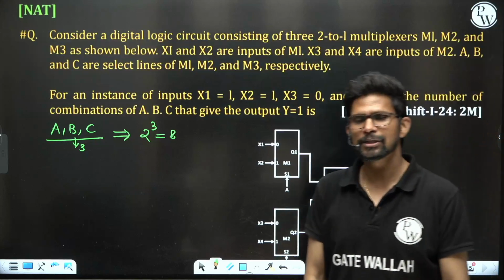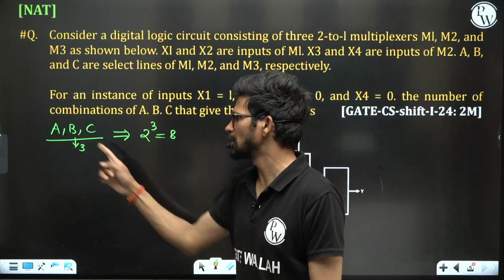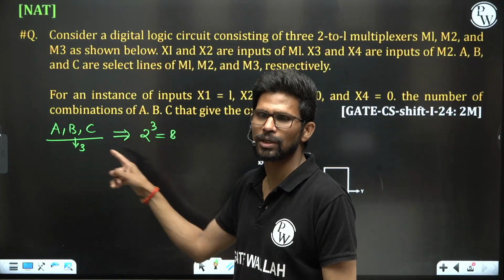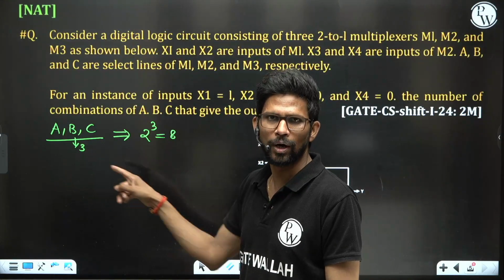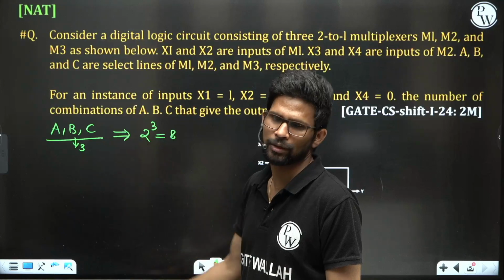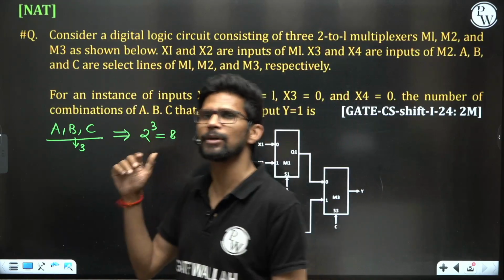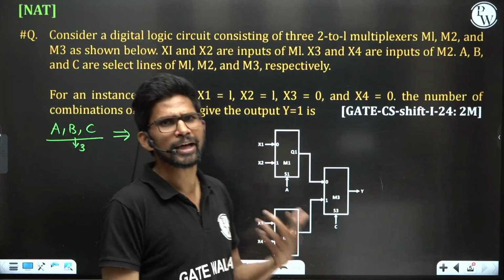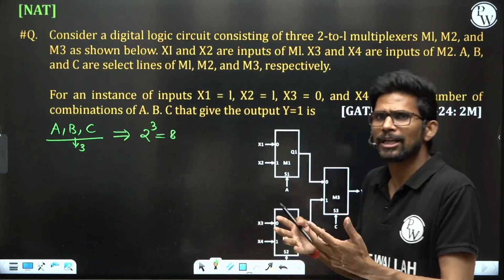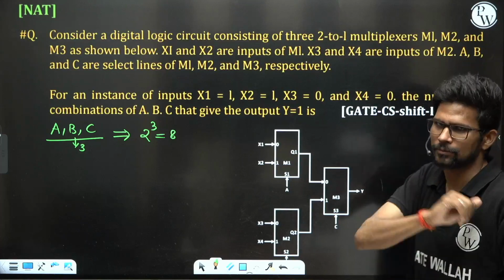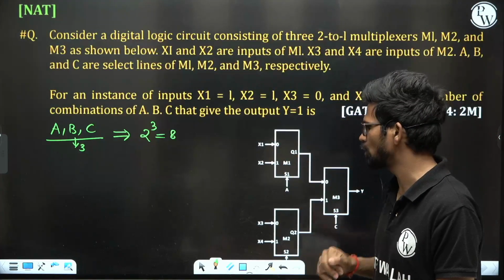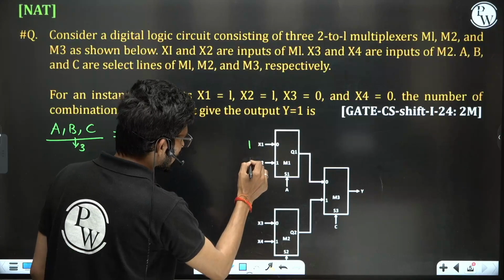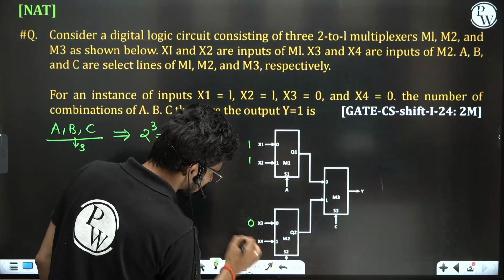Out of three variables you will get a total of 8 combinations: 000, 001, 010, 011, 100, 101, 110, 111, that is 0 to 7. They are asking for how many of these 8 combinations the output Y will be 1. We fix X1 and X2 at logic 1 and X3 and X4 at logic 0, so X1 and X2 are permanently at logic 1 and X3 and X4 are permanently at logic 0.